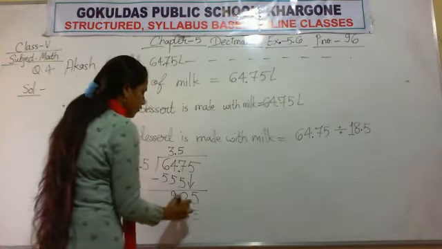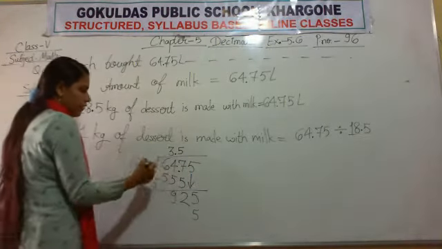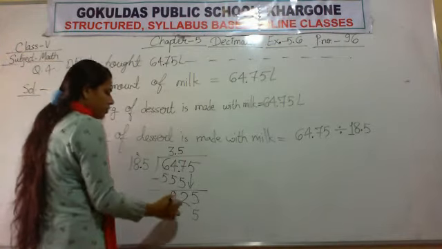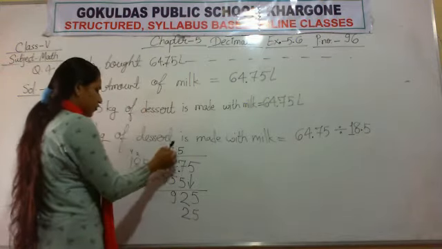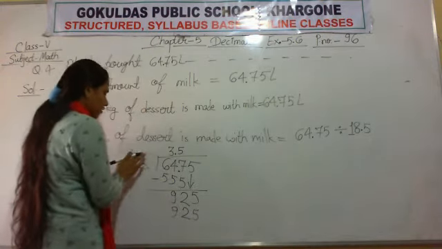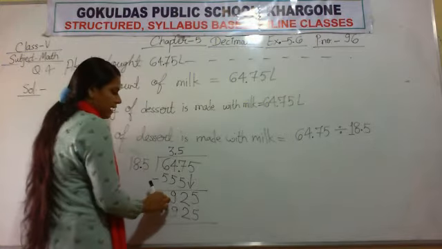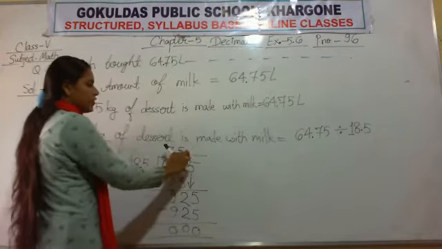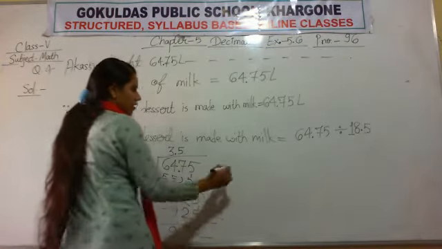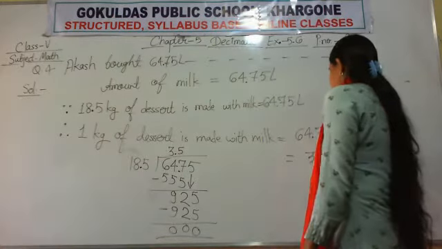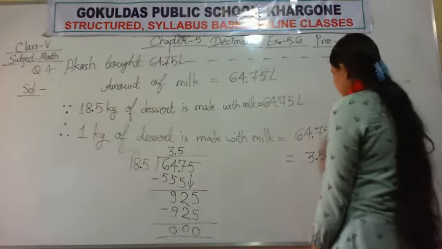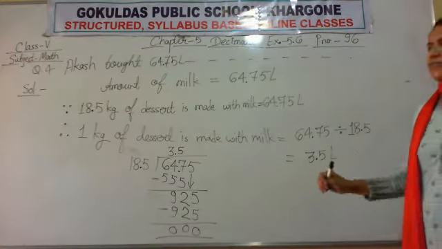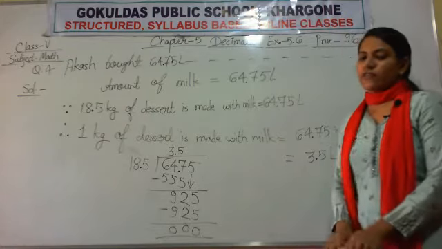5 5s are 25, so 5 here, you can do in rough work. 5 5s are 25, so 5 here, 2 carry forward. 5 8s are 40, 40 plus 2 is 42, so 2 here, 4 carry forward. 5 1s are 5 and 4 is 9. So 925 minus 925, remainder is 0. Our quotient is 3.5. So how much milk is required for 1 kg of dessert? 3.5 liters of milk is required for 1 kg of dessert.